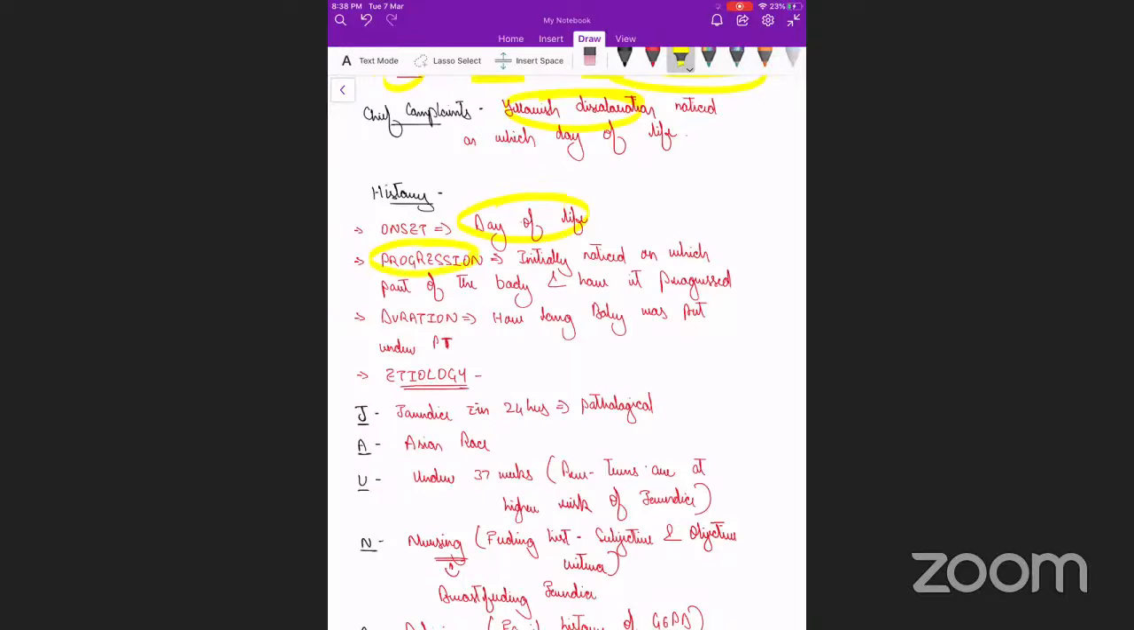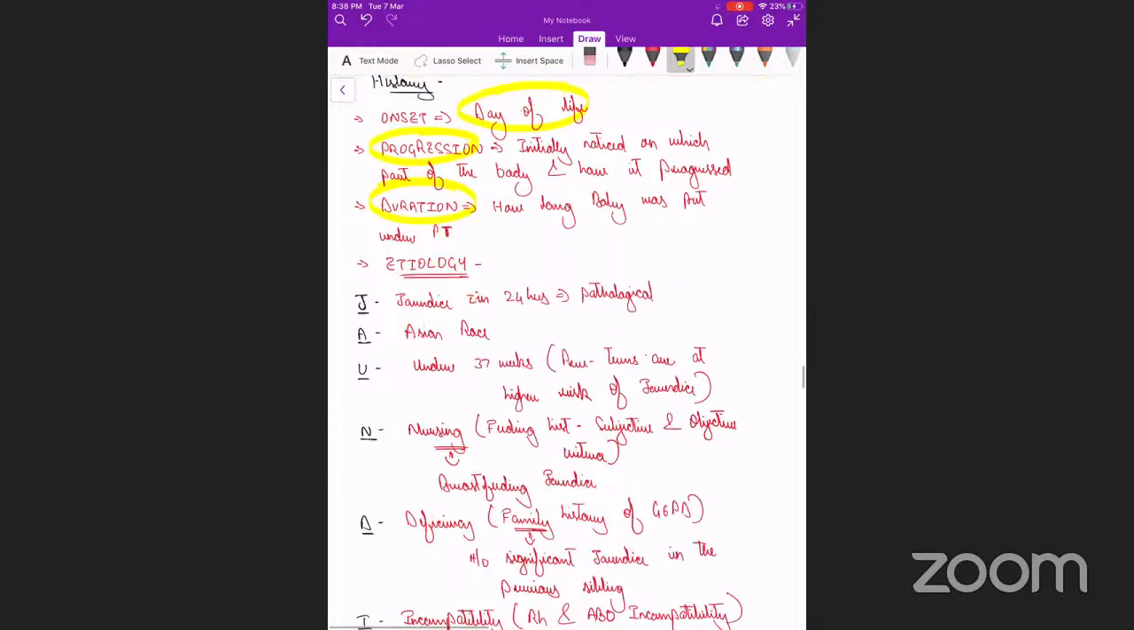Initially cephalocaudal progression, so the mother will explain it as initially seen in the eyes, then progressed to involve presently palms and soles. Okay, so how it progressed is important. And duration, how long the baby was put under phototherapy, and we'll ask for the history of etiology as to what has caused this neonatal jaundice.